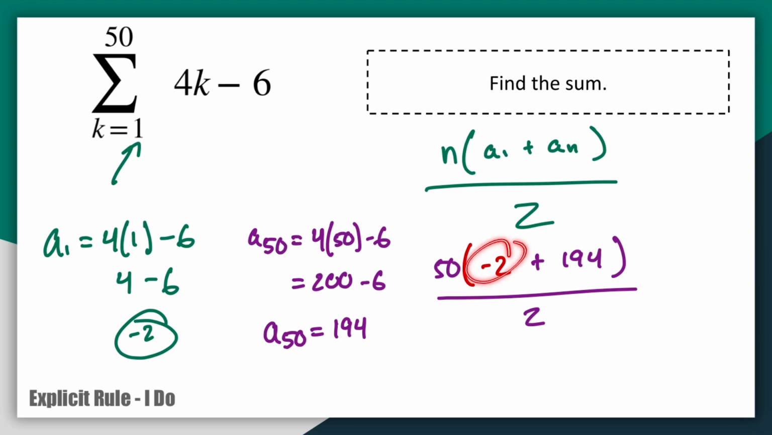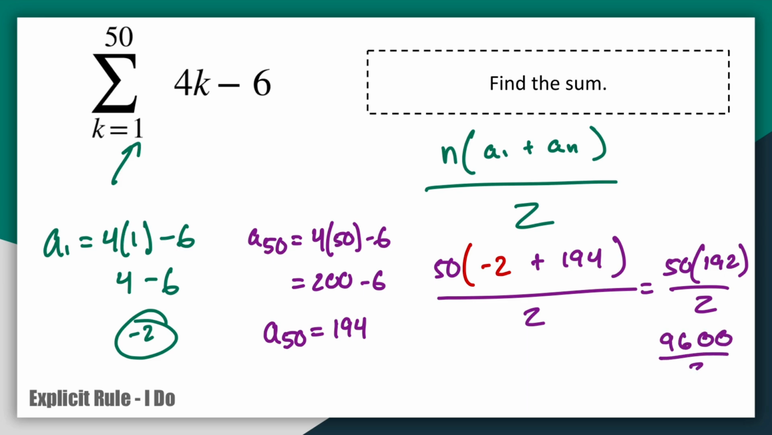So negative 2 plus 194, that one we can see is 192. So 50 times 192 divided by 2. And that's something we're going to use probably a calculator for. So 50 times 192 is 9,600. So we get 9,600 divided by 2.